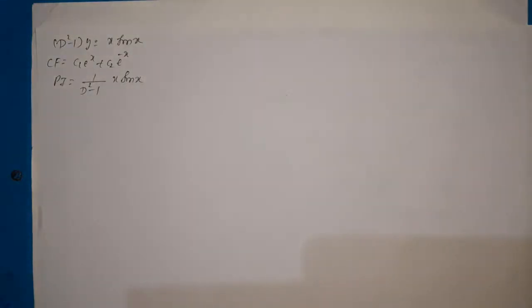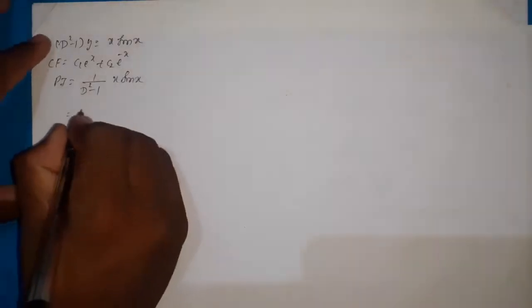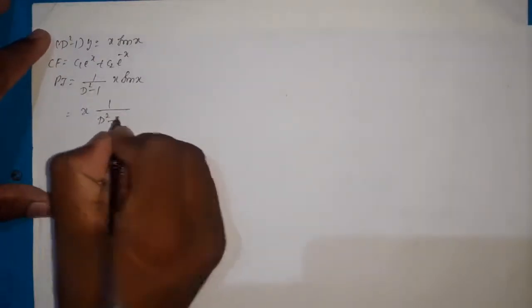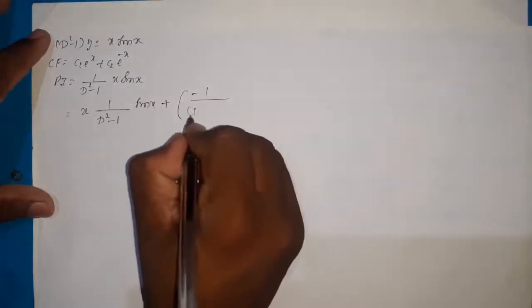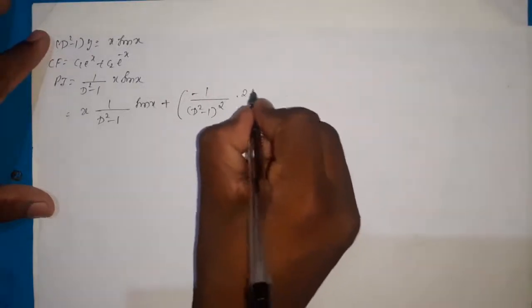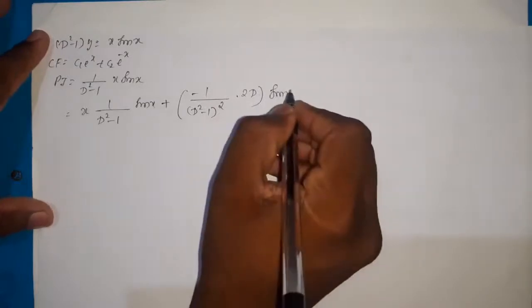In the next example, D square minus 1 into y is equal to x sin x. So here the complementary function is c1 e power x plus c2 e power minus x, and the particular integral is 1 divided by D square minus 1 into x sin x. Then this is x into 1 divided by D square minus 1 sin x plus minus 1 divided by D square minus 1 whole square into 2D sin x.